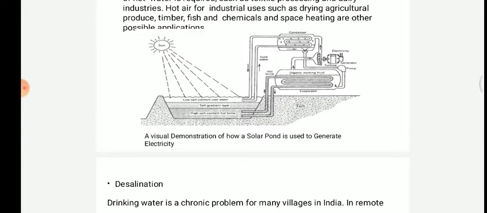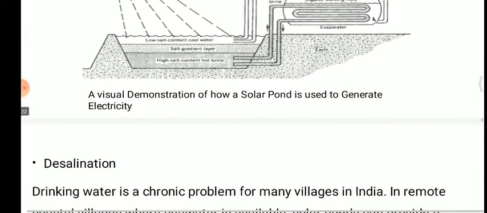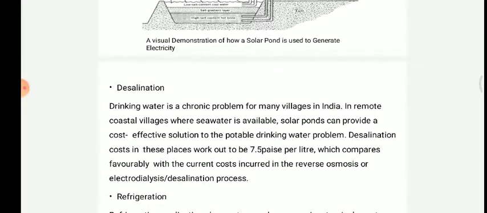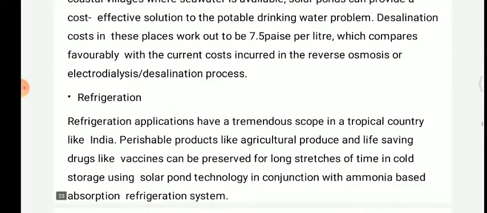Okay, so these are directly shown, this electricity generating. Okay, so this will be only informative: desalination and refrigeration.